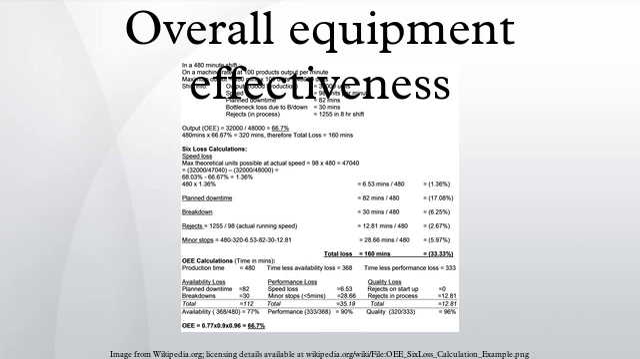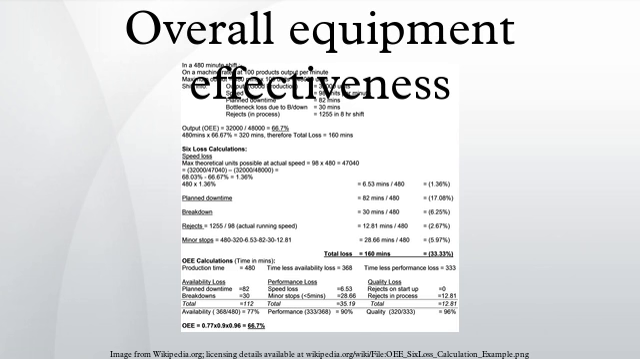Total effective equipment performance, TEEP. Where OEE measures effectiveness based on scheduled hours, TEEP measures effectiveness against calendar hours, that is 24 hours per day, 365 days per year. TEEP, therefore, reports the bottom-line utilization of assets.